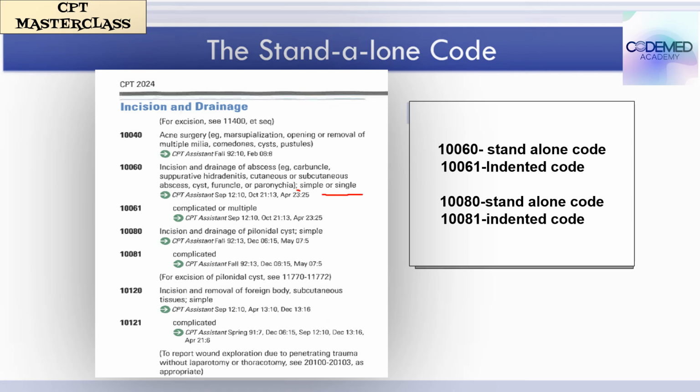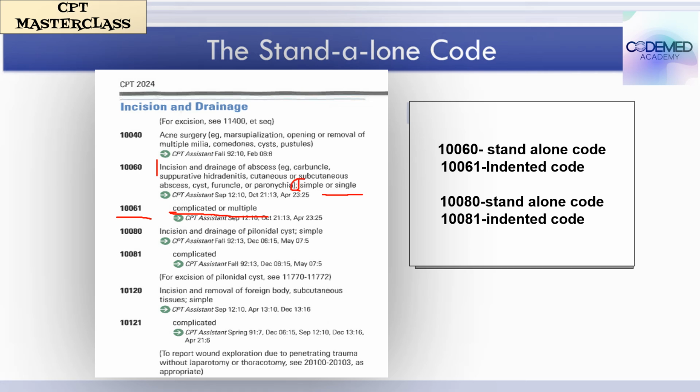Now see the code 10061. It says the words complicated and multiple. Can you see the first letter? The first letter is always in the small case, and that is C. So when I have to read the code 10061, I will read the previous code from incision to this semicolon, and then I'm going to use the words complicated and multiple.